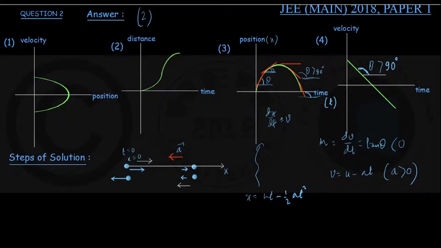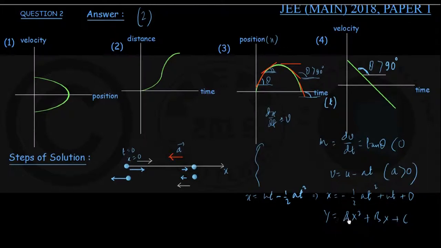Another way I'm showing quickly here, you can rearrange to write this as x is equal to minus half at square plus ut plus 0. Now this is conforming to this standard equation of a parabola, which says y is equal to ax square plus bx plus c. Here y corresponds to x, the coordinate plotted vertically. X corresponds to t, the coordinate plotted horizontally.